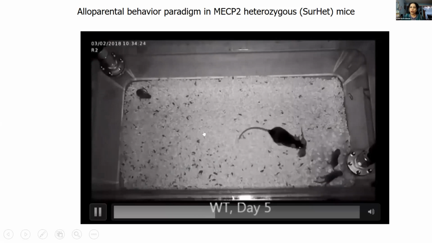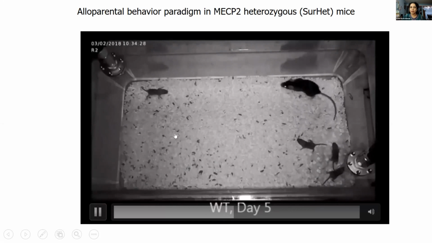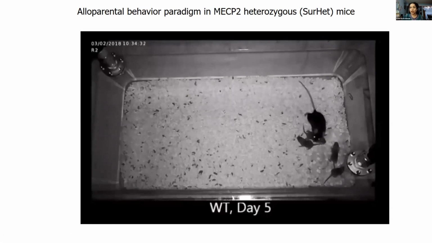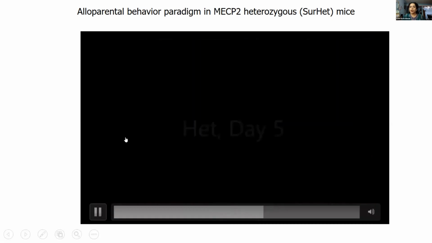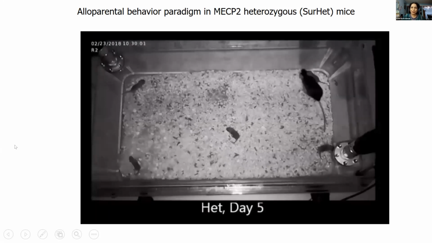You can see that she's pretty good at retrieving the pups, finding them and retrieving them to their nest. These are not her own pups. And here's the MeCP2 surrogate het, the heterozygous female. Let you watch for a second.